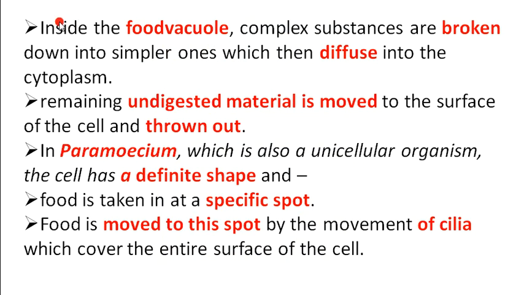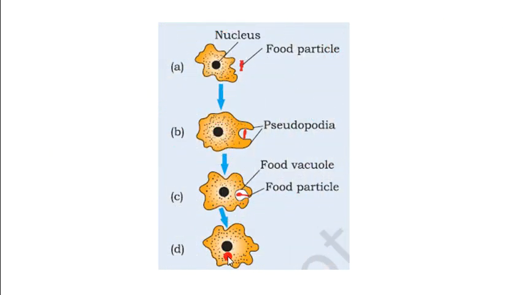Now inside the food vacuole, complex substances are broken down into simpler ones, which then diffuse into the cytoplasm. As we know, cytoplasm is a part of the cell. Every cell has cytoplasm. So like that, the food is ingested here.